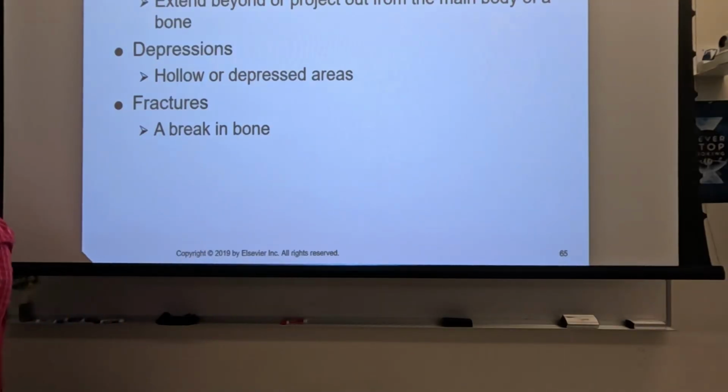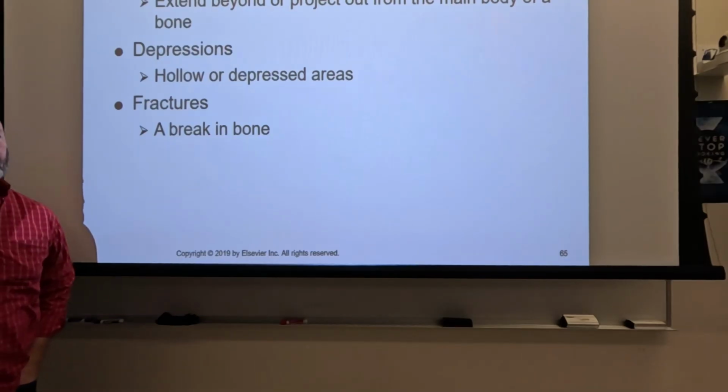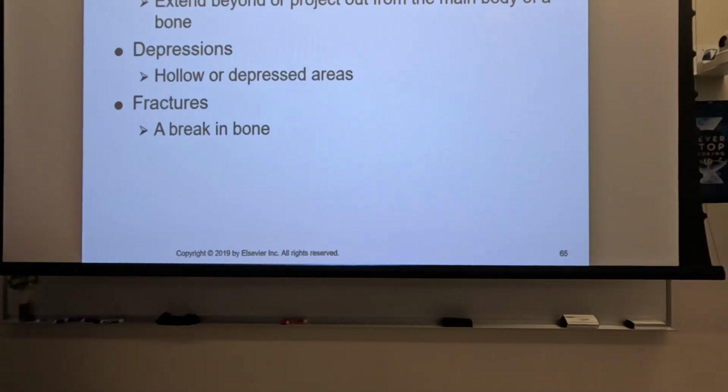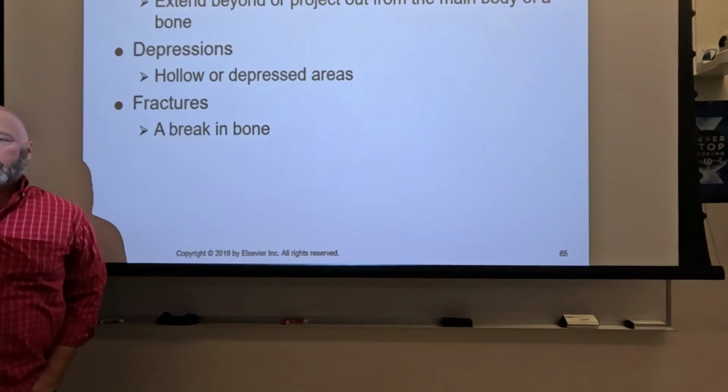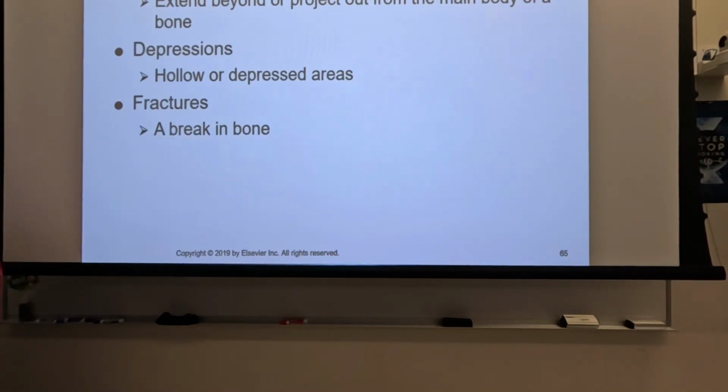All right, so a process is a projection off of a bone. A depression is just a hollow or depressed area, and don't confuse depressions with things like sinuses. Next semester we're going to get into sinuses. A bony sinus is a hollow area as well, but it's more cavernous than a depression would be. You'll also see sulcus. Sulcus is also a type of depression.